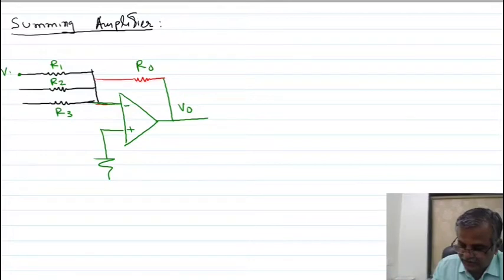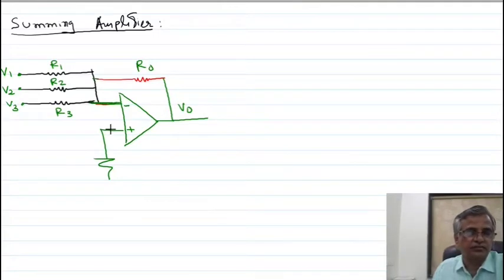This is the circuit diagram of the summing amplifier. Here the output is the sum of the input voltages V1 plus V2 plus V3 if R0 is equal to R1 is equal to R2 is equal to R3.